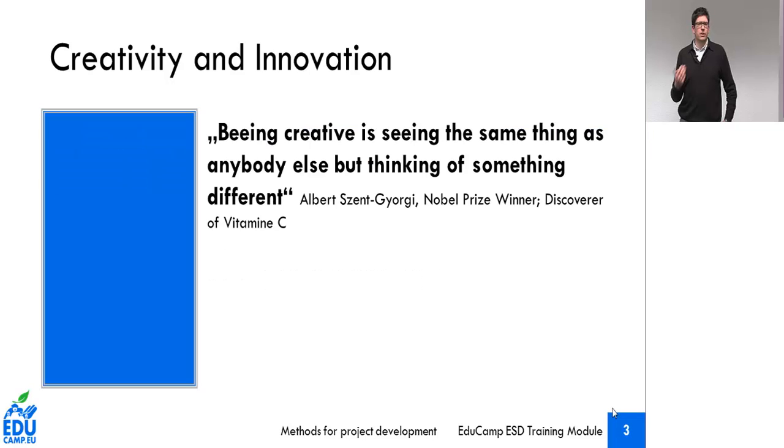Creativity and innovation, as we have learned already in other presentations, is a very central and important point for sustainable development. Without creativity we would not get innovation, and without innovation we would not come towards sustainable development. And Albert Szent-Györgyi, the Nobel Prize winner who found vitamin C, came up with this saying: being creative is seeing the same things as anybody else, but thinking about something different. So we need to learn also to think creatively to come towards innovations.